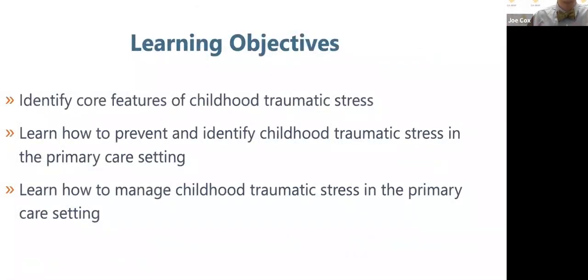And here's our learning objective. So the first thing is, what are the core features of childhood traumatic stress? That's the first objective because it's something that's often missed, and we'll talk about that. So we want to know what it looks like so we can identify it. The second one is, how can we help prevent it? What are the risk factors, and how can we identify those and intervene early? And then for kids who have had traumatic events, and those who are having symptoms, how do we manage those in the primary care setting?